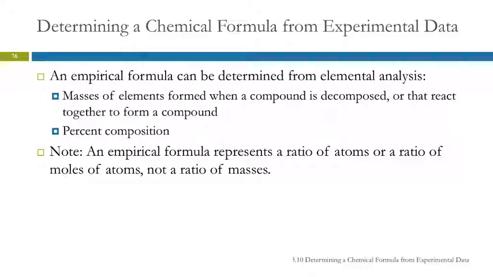We can also find a chemical formula from the percent composition if that is given. It's important to note that the empirical formula gives the ratio of atoms or moles of atoms. It does not give the ratio of masses.